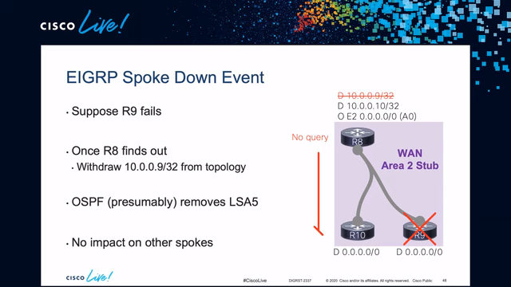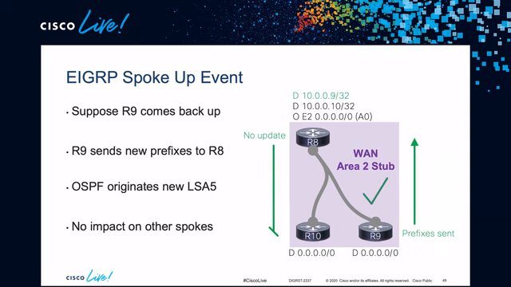We're not dealing with any topology changes in OSPF, so no big deal. The most important thing is that there are no queries over the WAN between R8 and all the other spokes, like R10, so it's a very clean design that scales into the thousands without much effort. It's also important to consider what happens when the spoke comes back up. Ideally, when R9 comes up, it should send its new prefixes up to the hub, which will originate a new LSA5 into OSPF. However, downstream from R8 to R10, we shouldn't see any new prefixes being sent. This is because R10 already has a default route thanks to our hub-level summarization, and R10 already knows how to reach all of R9's prefixes as a result.